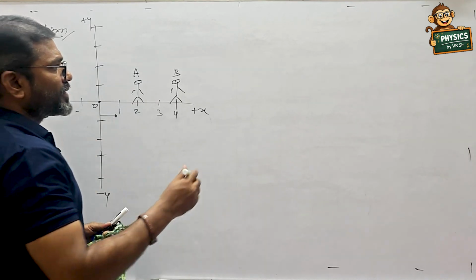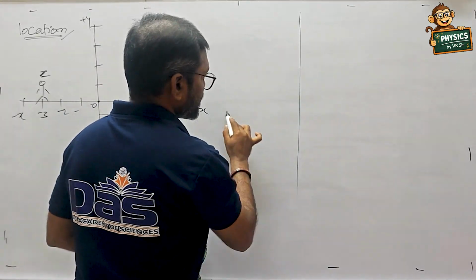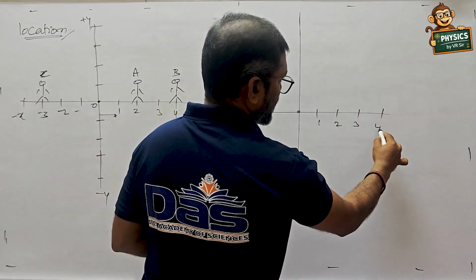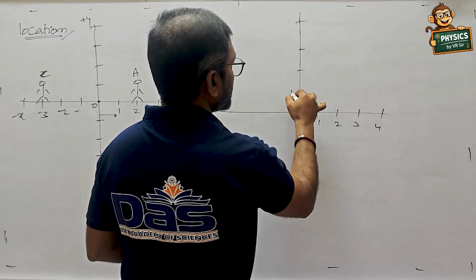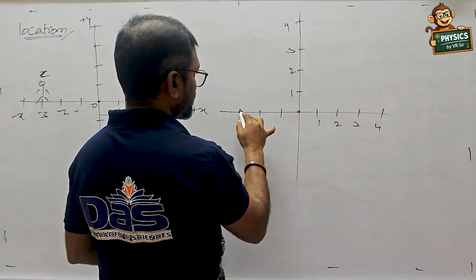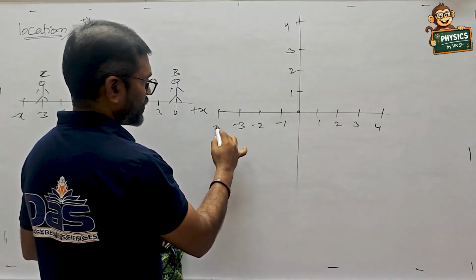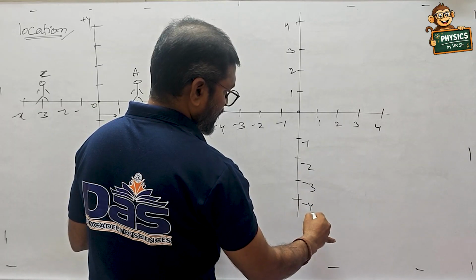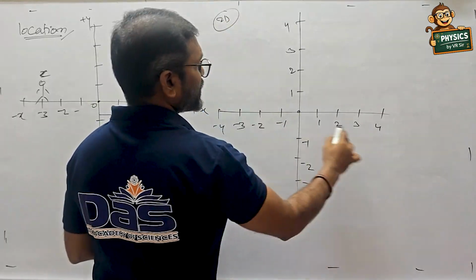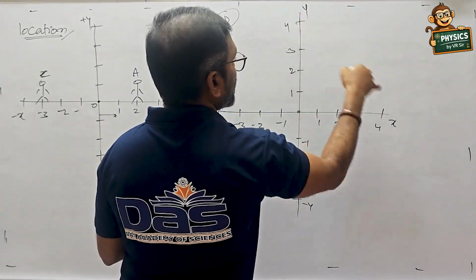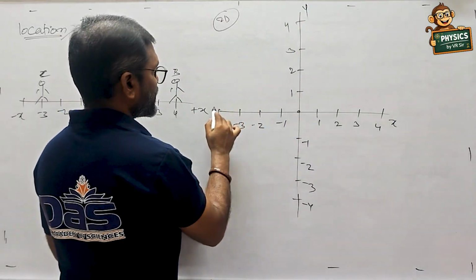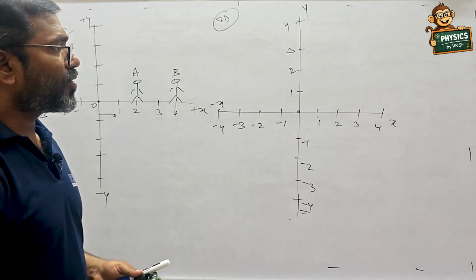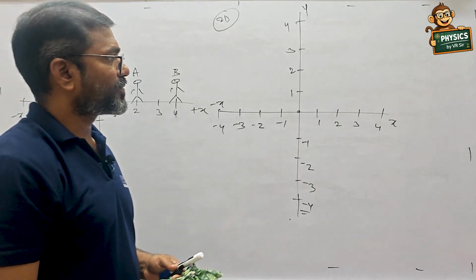Now, in this coordinate system, this is the origin, and we divide it along different directions. Of course, we can call this 2D, two-dimensional, because I am representing only x and y. This is the positive x, positive y, negative x, and negative y direction. Now, how can you represent the location?